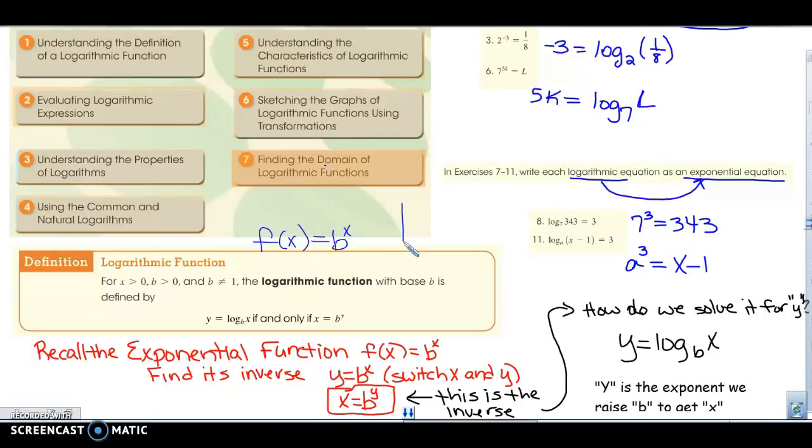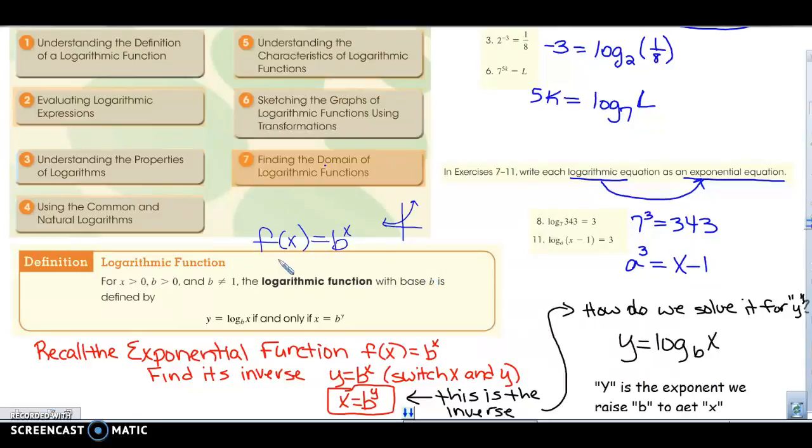Well, if you recall the exponential function, this was the basic graph if b was a number greater than 1. This passes the vertical line test, so we know it's a function, but notice it also passes the horizontal line test. Therefore, we know it's a one-to-one function, which means it has an inverse.